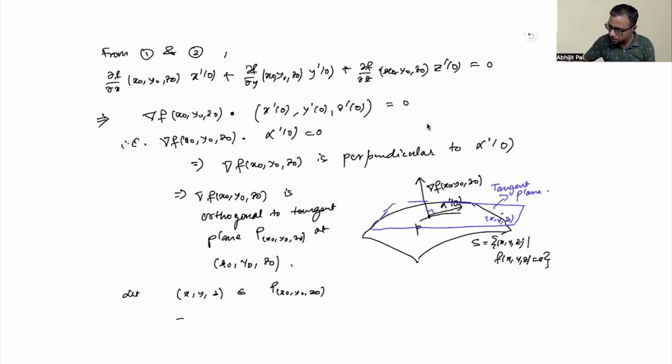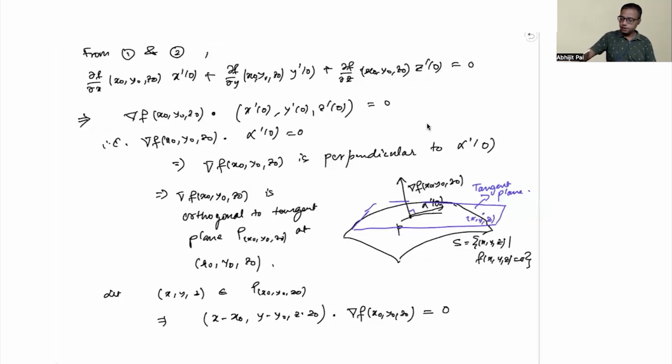So this implies that if I take this vector (x minus x naught, y minus y naught, z minus z naught), this will be orthogonal to the gradient of f at the point (x naught, y naught, z naught). Therefore this dot product will be equal to 0. So from here, I'll get the equation of the tangent plane.